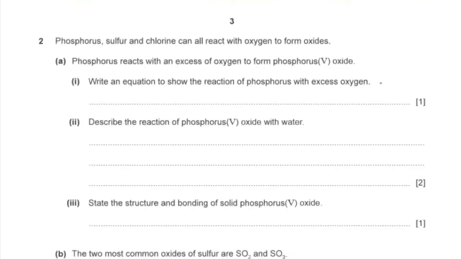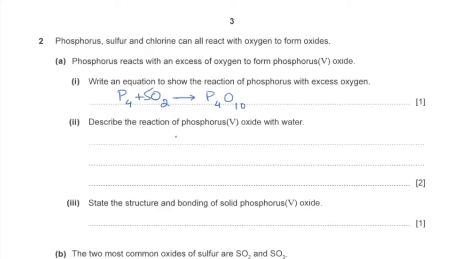Question number 2, phosphorus, sulfur, and chlorine can all react with oxygen to form oxides. Part A, phosphorus reacts with an excess of oxygen to form phosphorus(V) oxide. Write an equation to show the reaction of phosphorus with excess oxygen. So phosphorus exists as a P4 molecule, plus O2 gives P4O10, with 5 moles of oxygen gas.